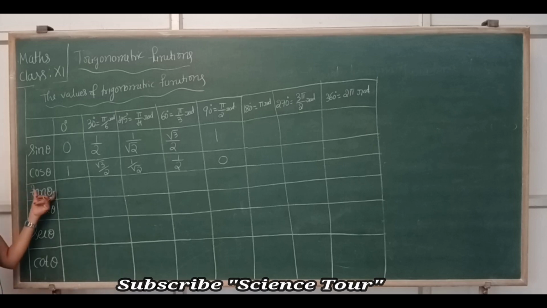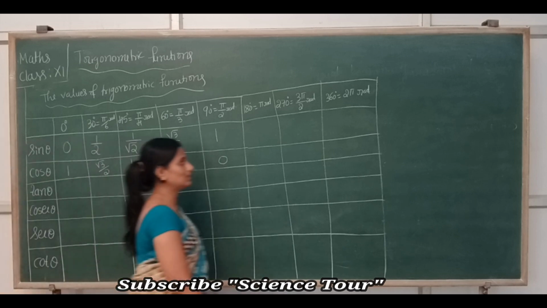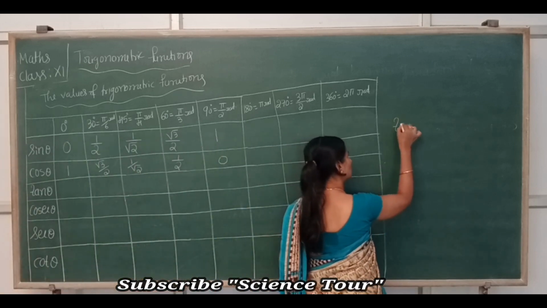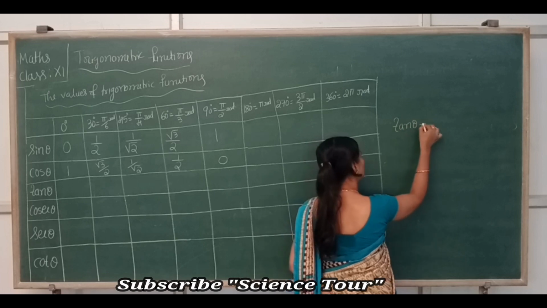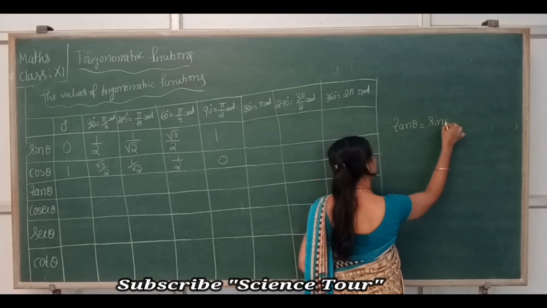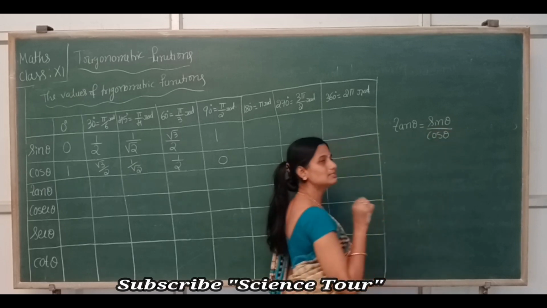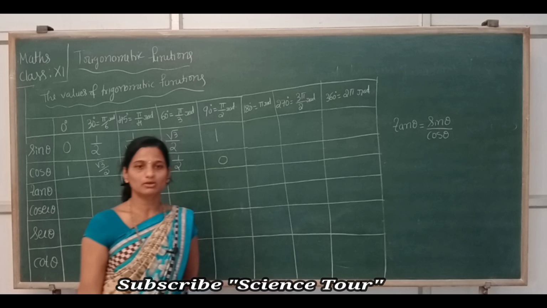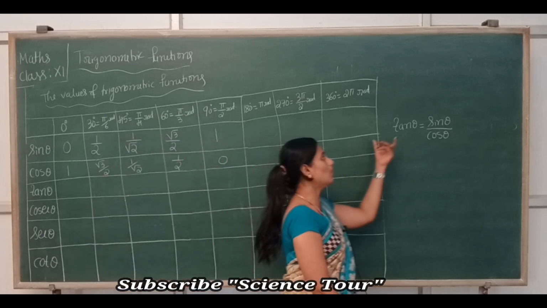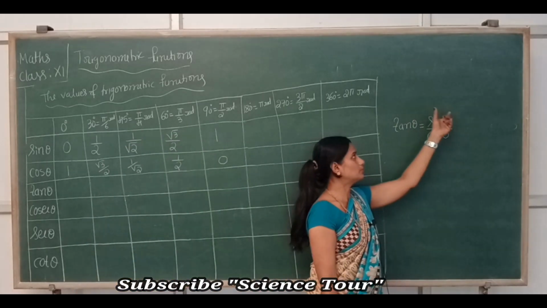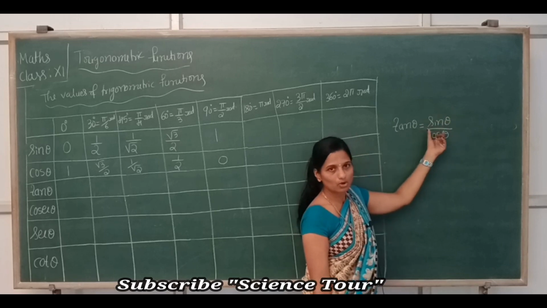Now next, tan. How to write the values of tan? Yes, you know the values of sine and cos. What is the relation among the sine, cos and tan? Tan theta is equal to what? Sine theta divided by cos theta. Tan theta can be written as sine theta divided by cos theta. Similarly, how to get tan value? Substituting sine value divided by cos value.